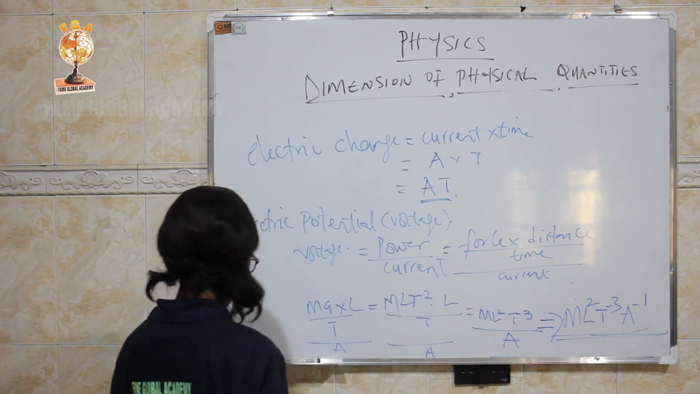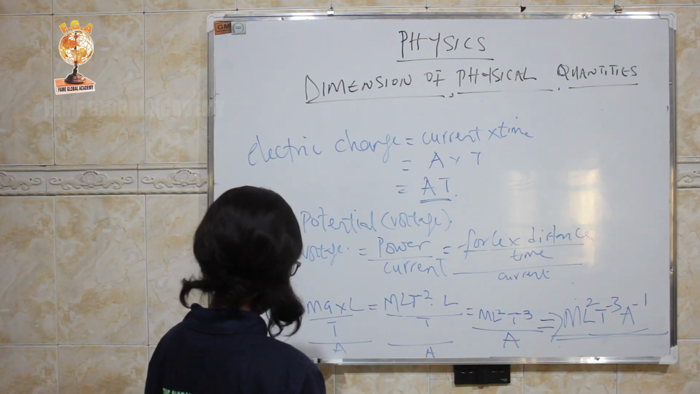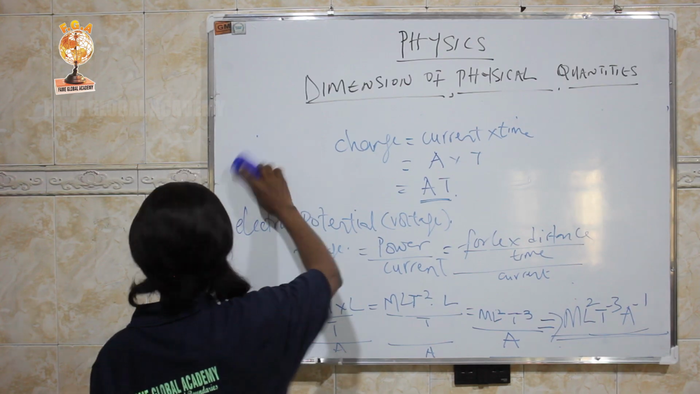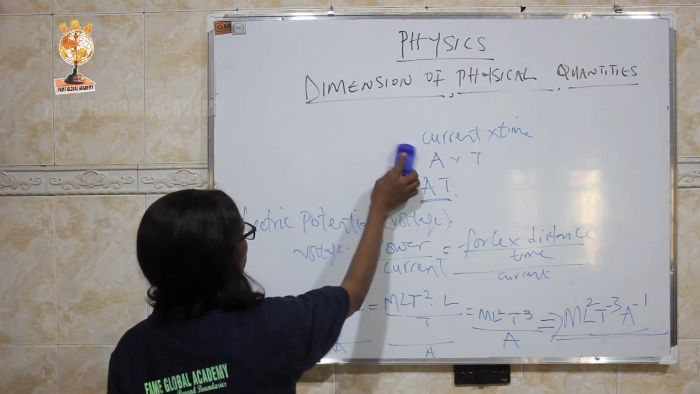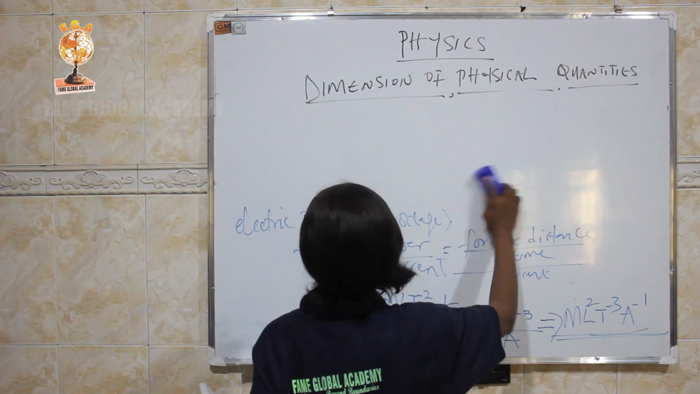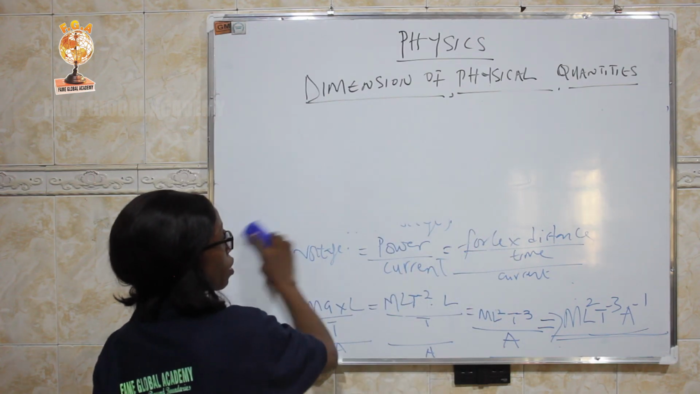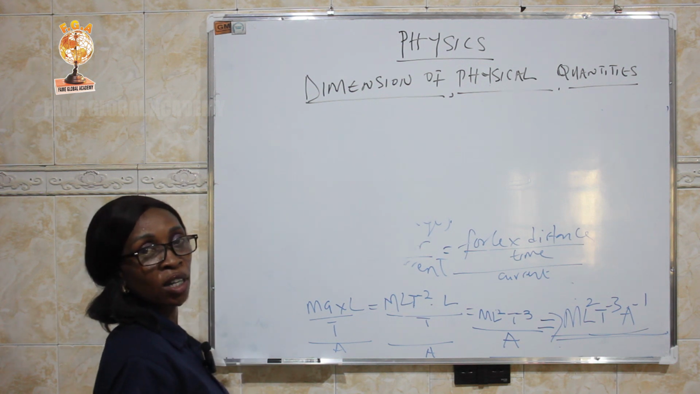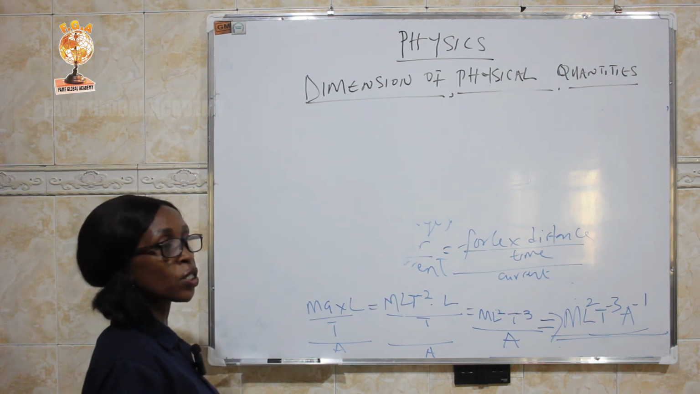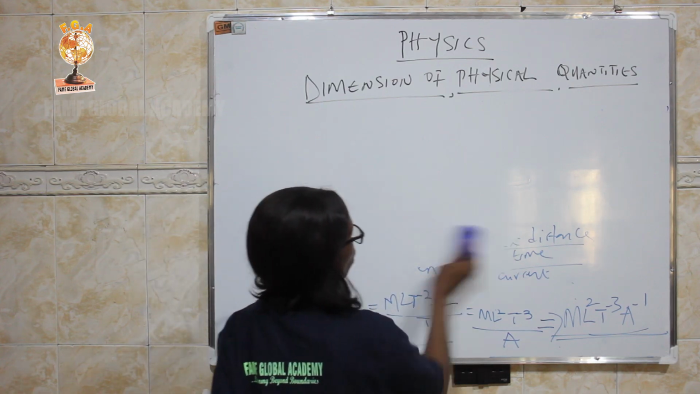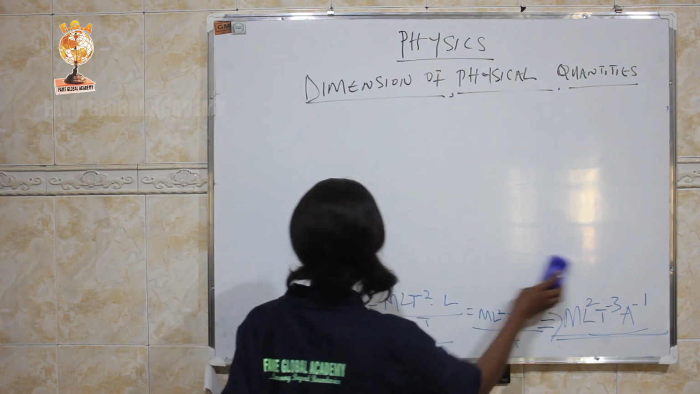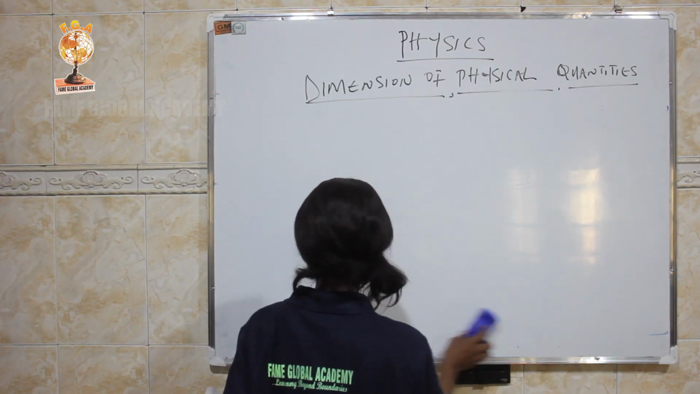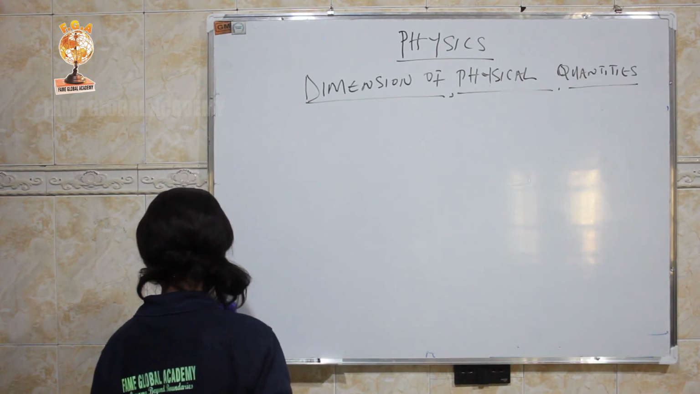Okay, let's do one more: capacitance. And also the SI unit for electric potential is volts. It's measured in volts. Now capacitor.